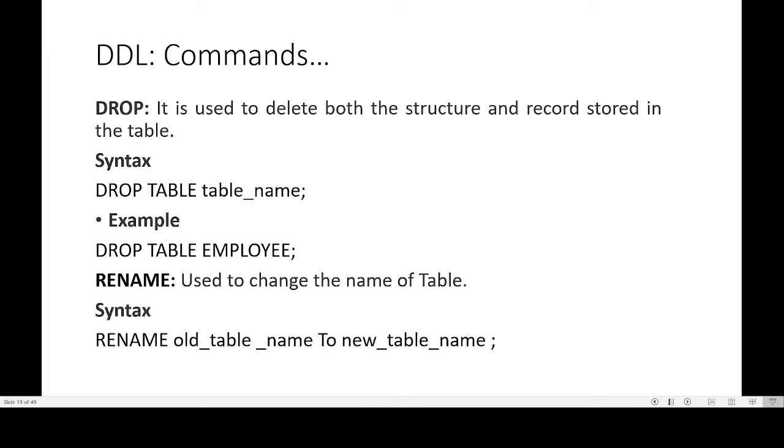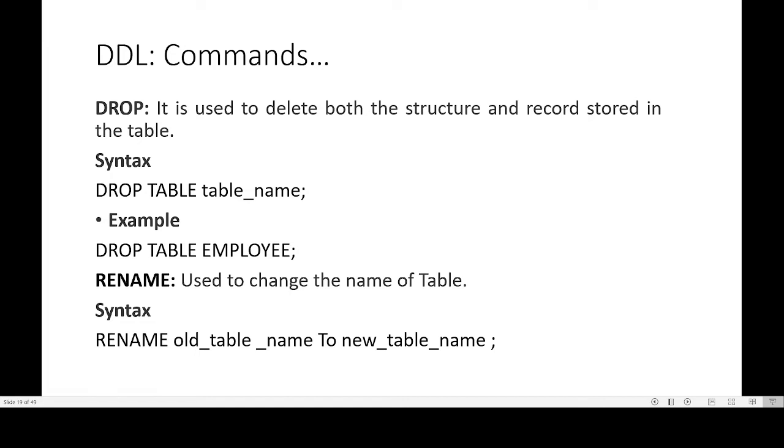Next DDL command is DROP. It is basically, as I said, used to delete both the structure and records stored in the table. So we can completely delete the table from the database. The syntax is, we can use the keyword DROP TABLE, table name. Which table we want to delete, that table name you should give here. So example, DROP TABLE employee. This command will delete a table named employee from the database.